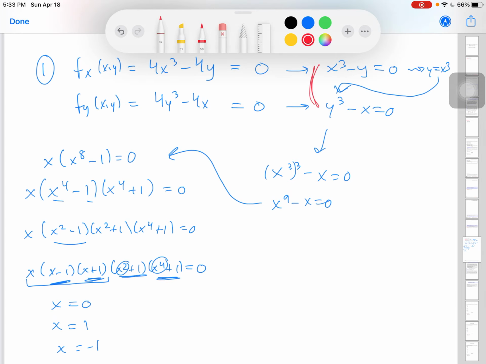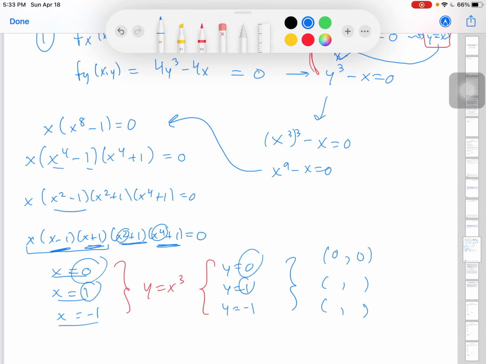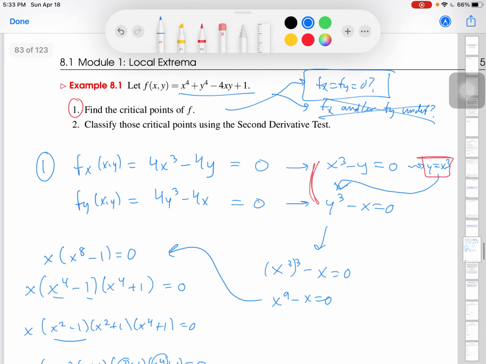You can use any one of these equations to find y. I had already put y here as equal to x cubed. So I'm going to use y equals x cubed, and that is going to pop out my y values. So when x is 0, y is 0. When x is 1, y is 1. And then when x is negative 1, y is negative 1. And then from this, I can assemble the 3 critical points that we found so far. So 0, 0, there we go. And then 1, 1, right? And then negative 1, negative 1 is my last one. Okay, so we have answered successfully the first one.